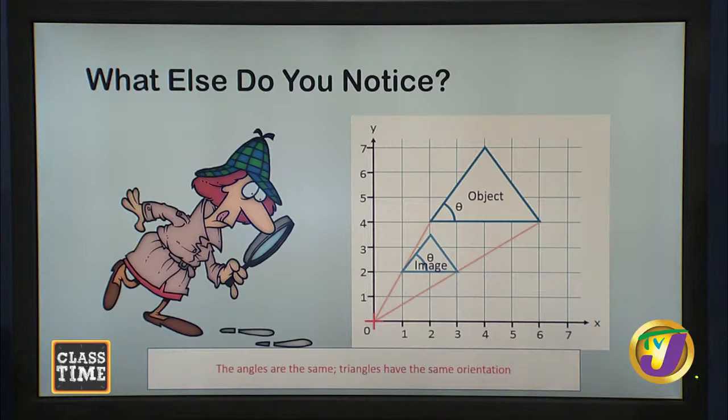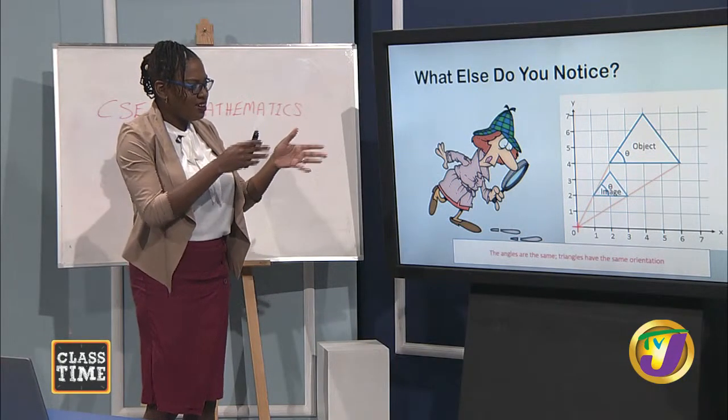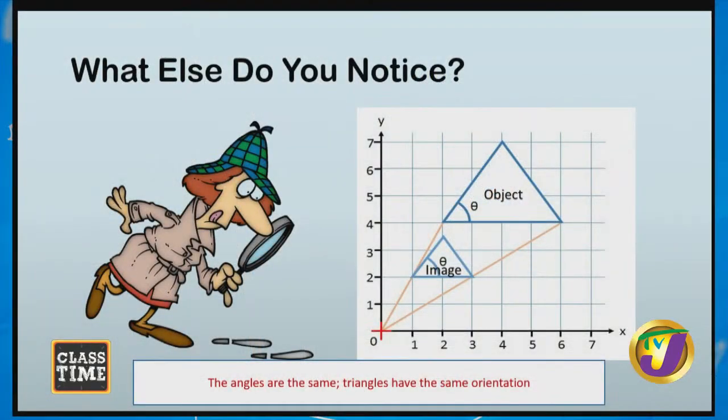I'm seeing 2 new symbols on this diagram. What are these symbols called? We're looking here at theta, the angle symbol. So basically this is saying that this angle on the image is the same as the angle in the object. Yes, the angles will remain the same, even though the sizes of the two shapes are not the same.